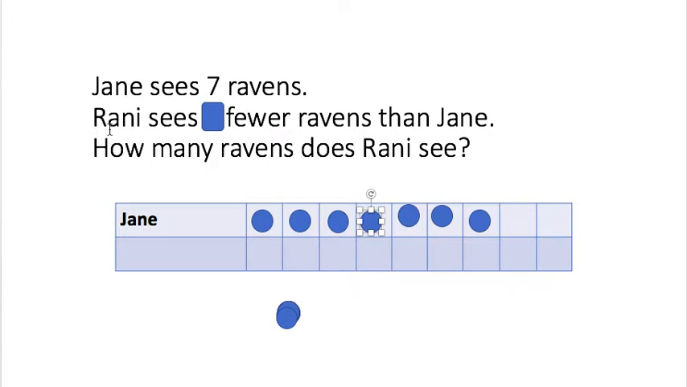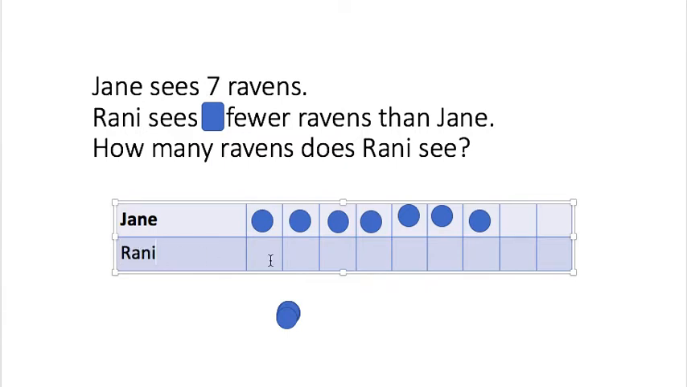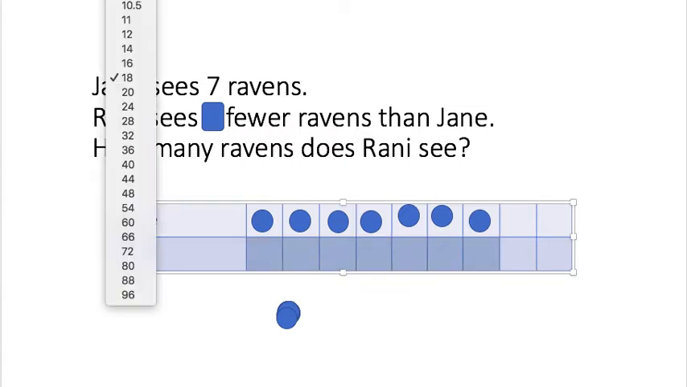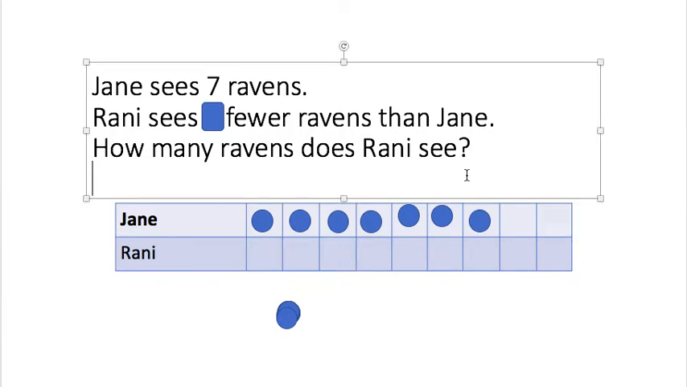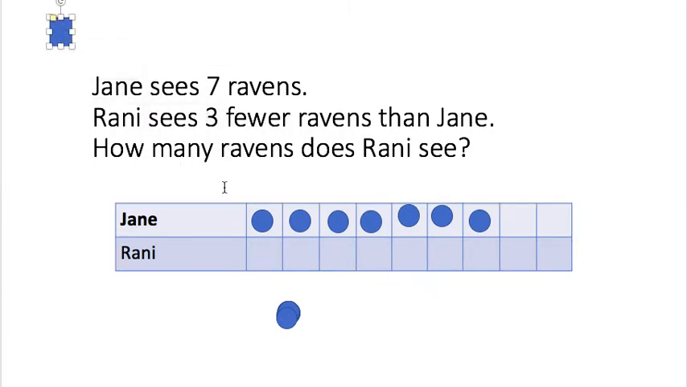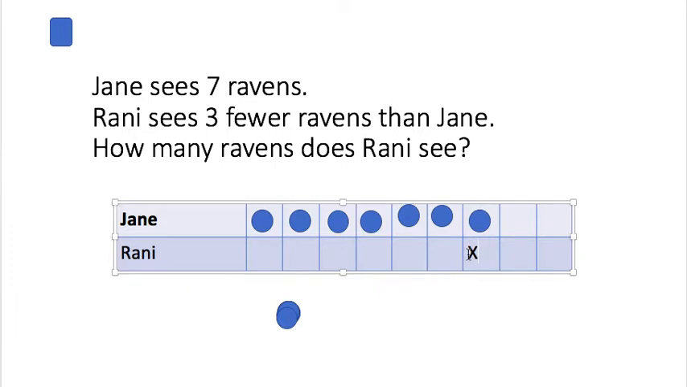Now, Rani sees fewer ravens than Jane. So let's write Rani's name. And Rani's going to see fewer than Jane. So we can't put the circles in yet because he's going to see fewer than Jane. So we need to wait a minute. And let's see how many fewer he sees. He sees 3 fewer. So Rani sees 3 fewer ravens than Jane. So I'm going to do an X in 3 of the boxes for Rani.